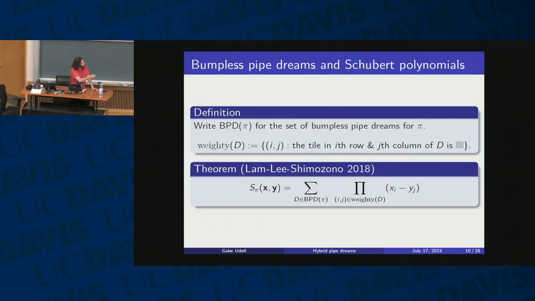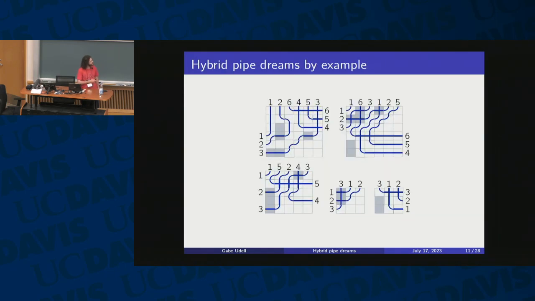And we have an extremely similar formula. So this is how we're computing the double Schubert polynomials. We're summing over our bumpless pipe dreams and then producting over our weighty tiles. And this is x sub the label of the row minus y sub the position of the column. So we're not looking at the label on top of the column. We're looking at where it is left to right. And these formulas are so similar that we really want a way to understand pipe dreams and bumpless pipe dreams in one go. We want to understand why these two different objects give us almost the same exact formula for Schubert polynomials. So now onto hybrid pipe dreams.